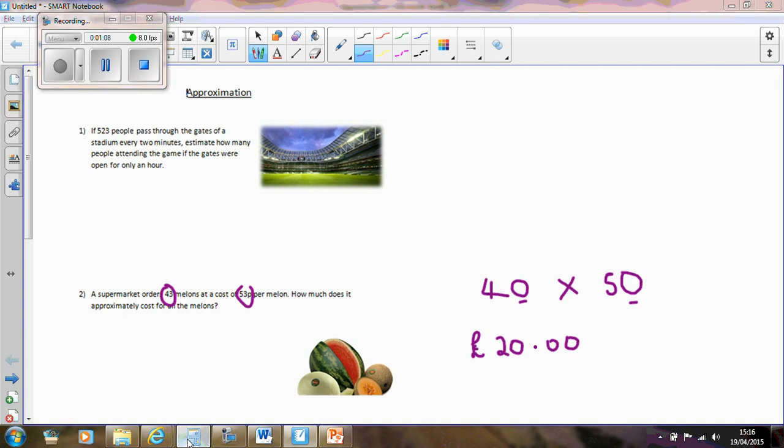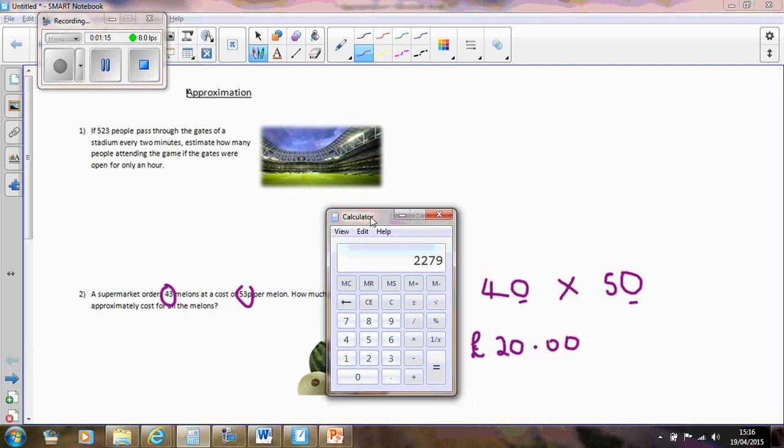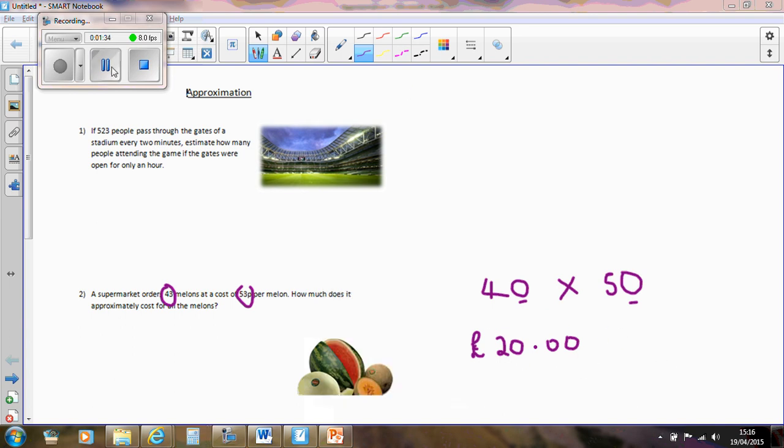So if we actually got the calculator and worked out the answer with 43 times 53, the answer is 2,279. Remember, that was in pence, so the answer is in pence. So if you've got 2,279 pence, you divide by 100 because there's 100 pennies in a pound, and that gets you £22.79, which is pretty close to our estimate, our approximation of £20. So that's the right answer for that one.